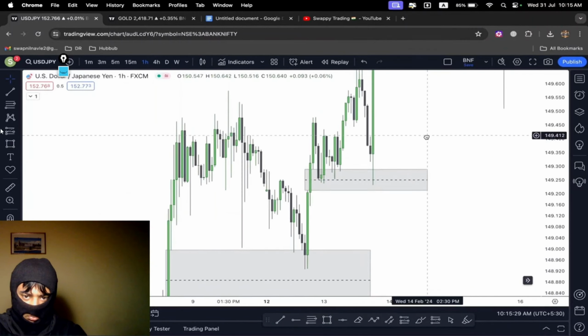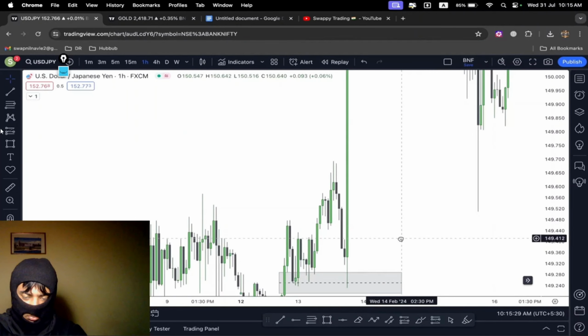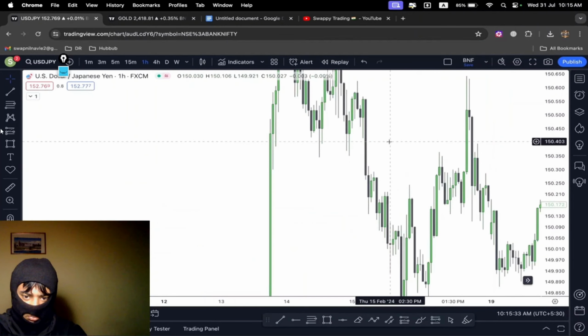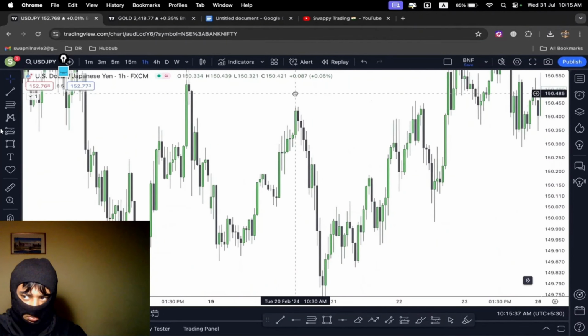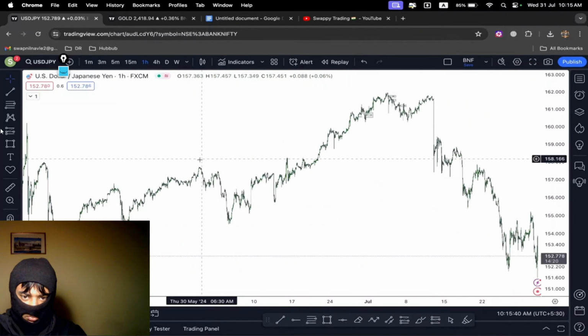The market tapped above the fair value gap. And look at the momentum, okay? So this is the market momentum after tapping the fair value gap. Okay, now that's the buy side. Now let me explain a little bit about the sell side.